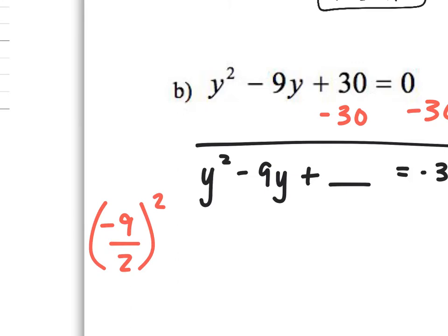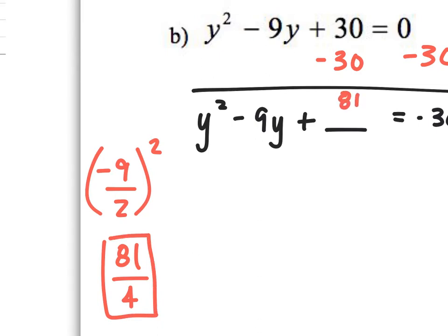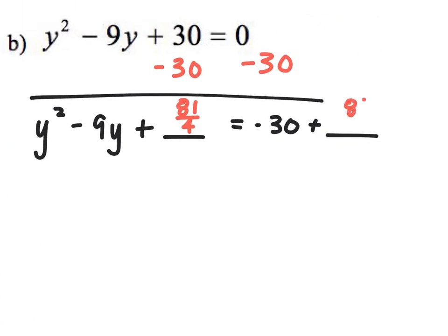Now, this is going to get a little weird here because we're going to get a fraction. So over here, negative 9 divided by 2, I can't do that readily. 2 doesn't go into negative 9. So I'm just going to square this as is. Negative 9 squared gives me positive 81, and 2 squared in my denominator gives me 4. So this is the number that's going to go into my quadratic here, 81 fourths. And then on this side, we're going to get 81 fourths.